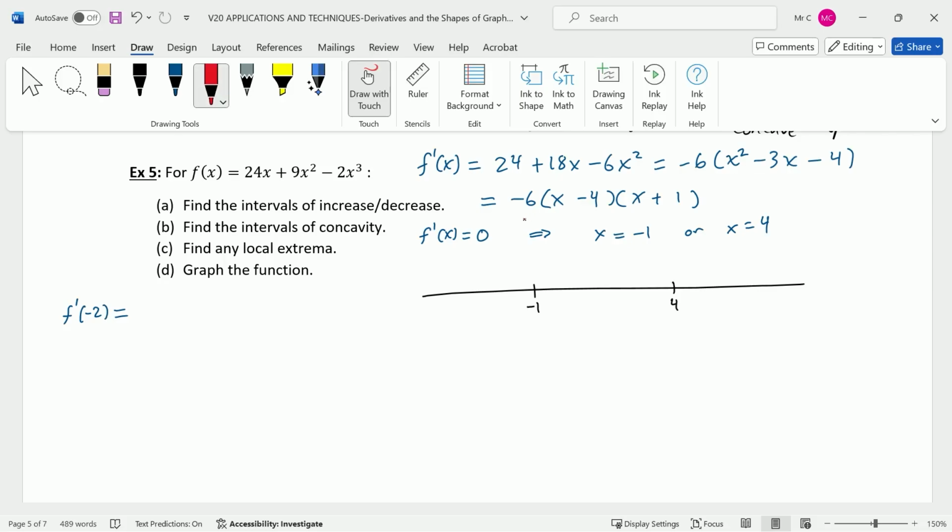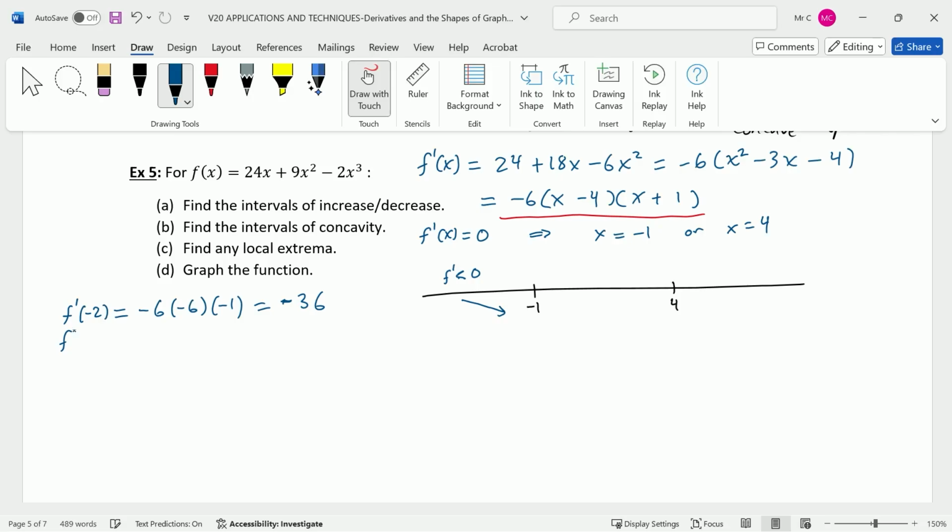And we'll plug into this factored form. I think that's a little quicker to compute. -6 times (-2 minus 4), that's going to be -6 again. And then -2 plus 1, that's going to be -1. 3 negatives makes a negative, so this will be -36. So we get that f prime is negative here, and graphically that means the function is going down on that interval.